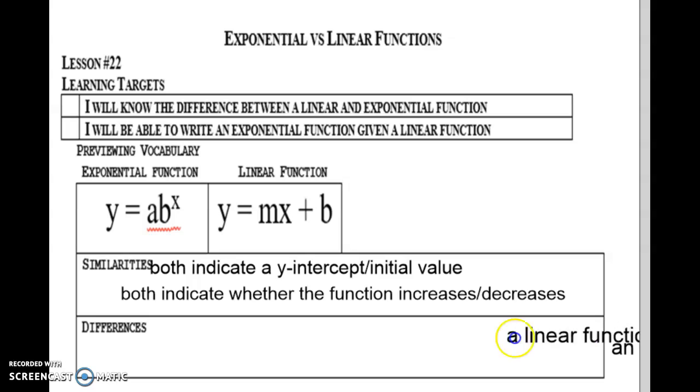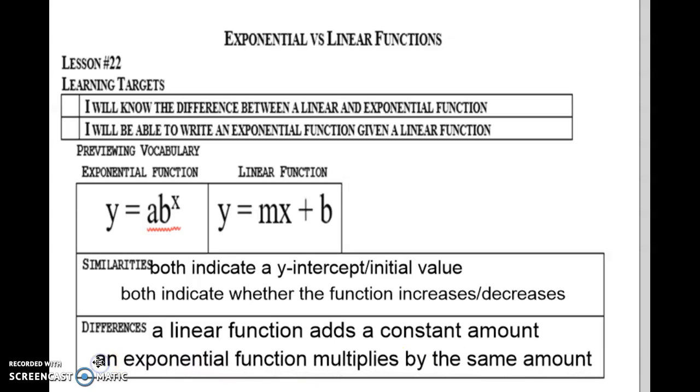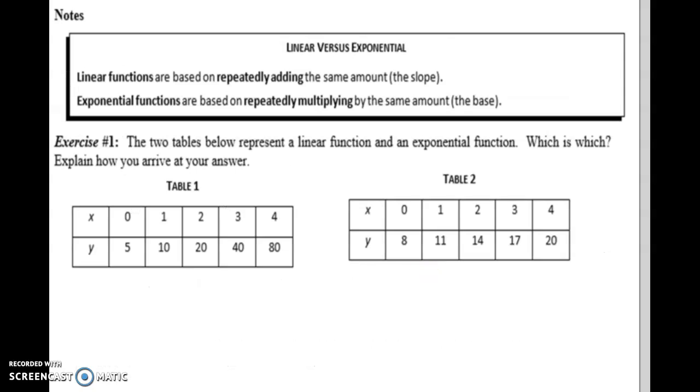How about the differences? The differences are a linear function adds every time. So it's a constant amount in which we are adding the same amount. And the exponential function is all about multiplying. Now it multiplies by the same amount, but it does not use addition like the other one does. It multiplies. Please pause the video if you are watching this as a recording.